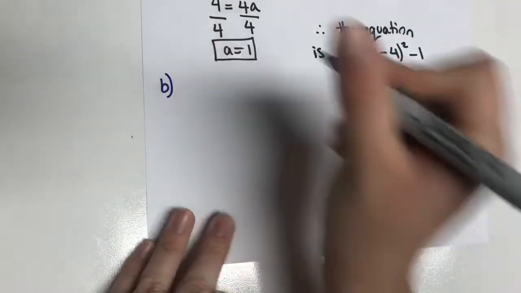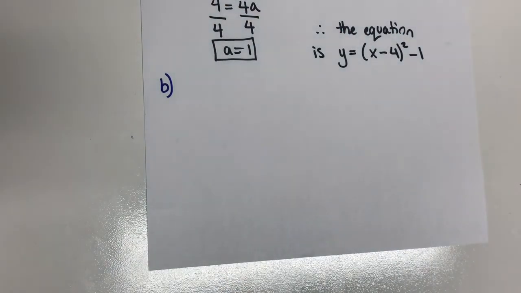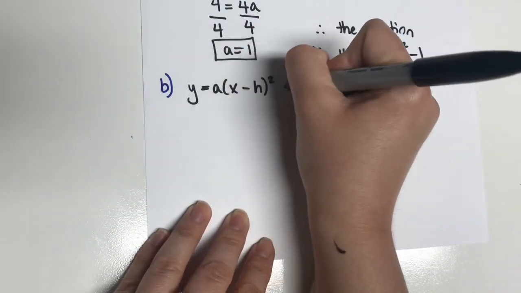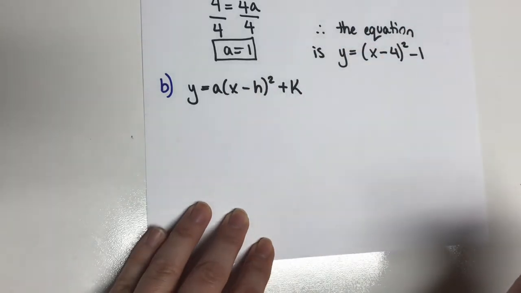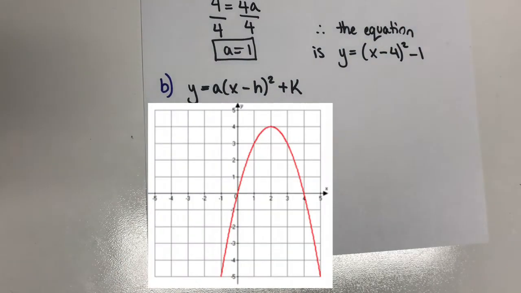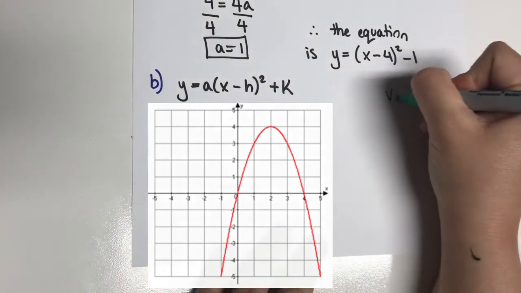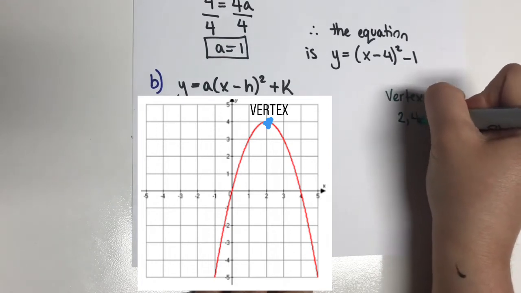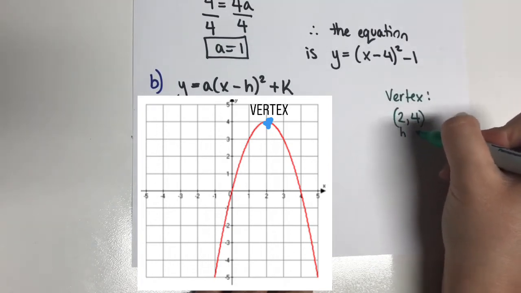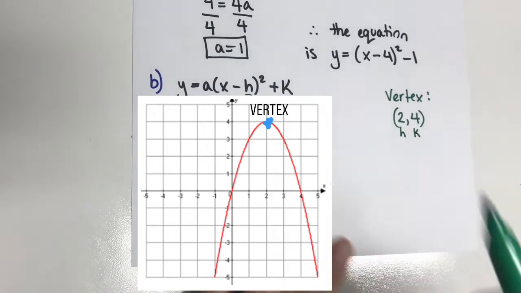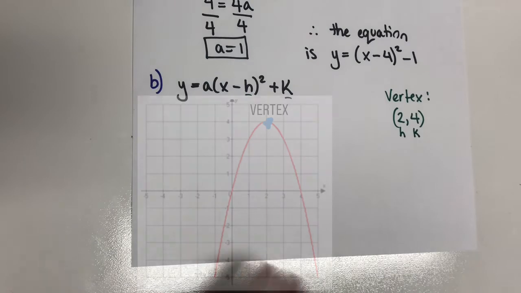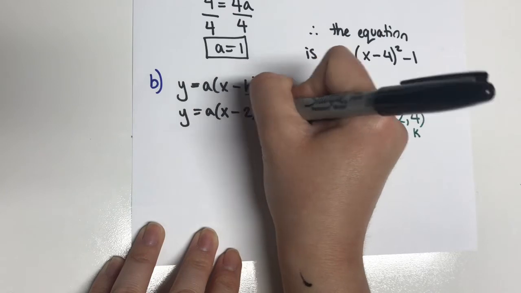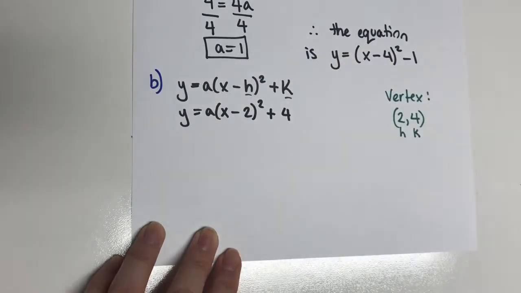I'm doing the same thing. So I want to write my equation in the form y equals a x minus h squared plus k. In this case, I can locate my vertex, and it is at 2, 4. So this is my h and this is my k. That's what I'm going to replace. y equals a x minus 2 squared plus 4.